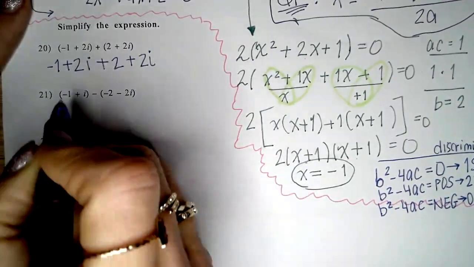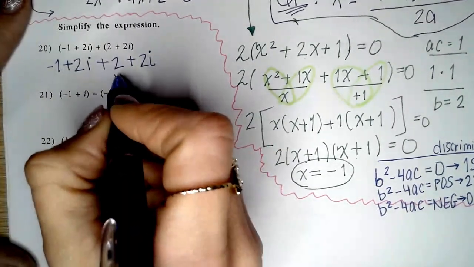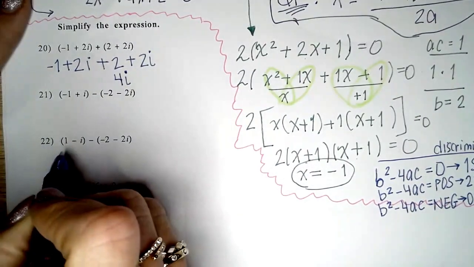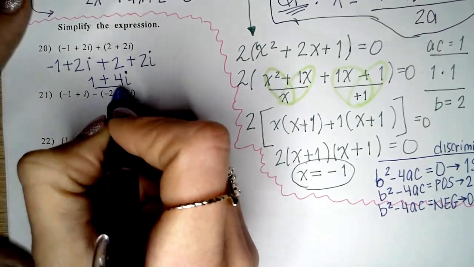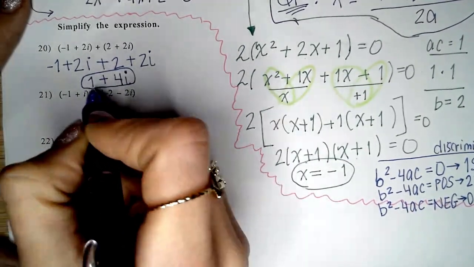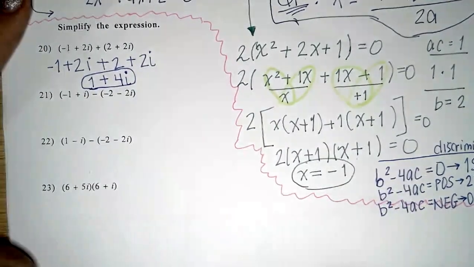What do I get? 4i. We get the 4i because of 2i and 2i. And 1. So it's 1 plus 4i, and we're finished. Was that one easy? There's going to be one like it. So can we get that right?